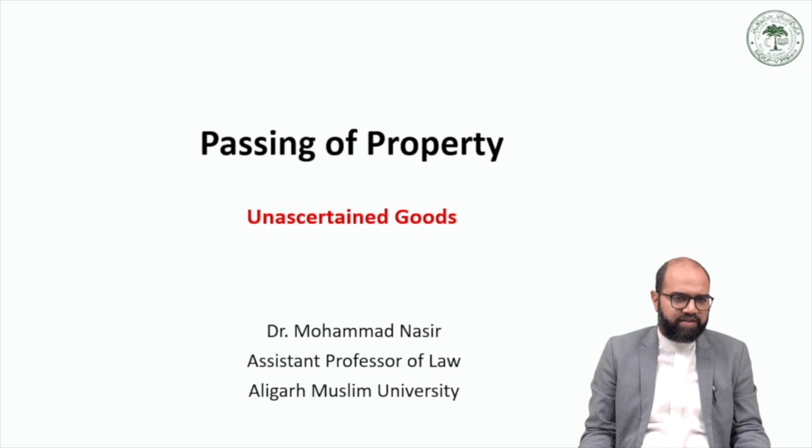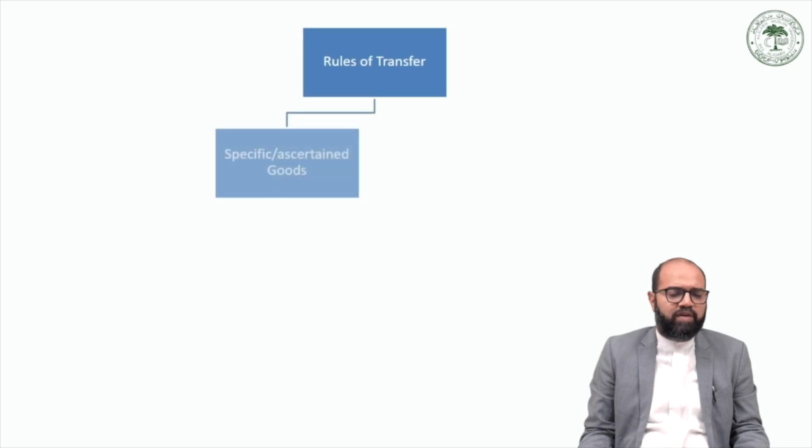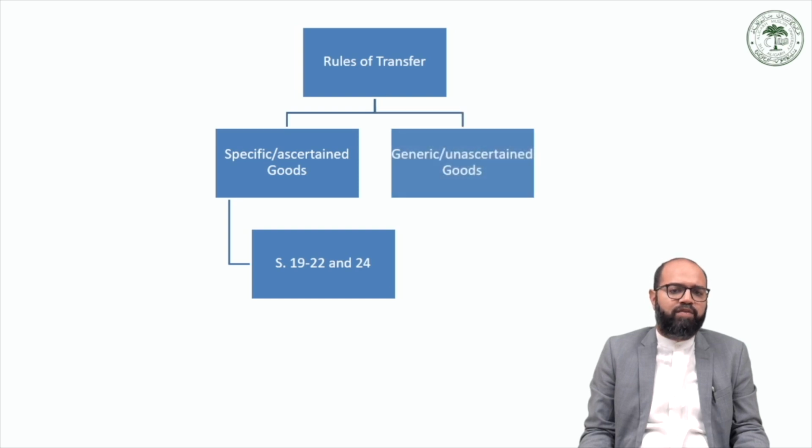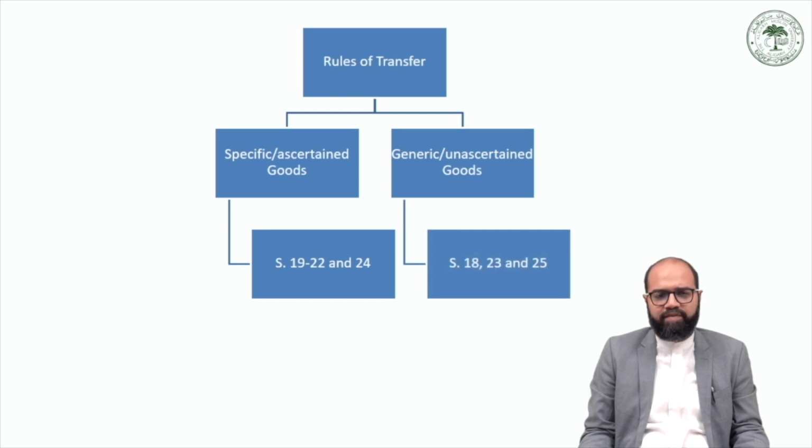So in our previous discussion on passing of property, it was with specific reference to ascertained or specific goods. In this short lecture, we shall be looking at the rules of transfer relating to unascertained or unspecific goods. The rules of transfer can be divided into two parts. First, related to specific or ascertained goods, section 19 to 22 and section 24. Whereas for generic, unspecific or unascertained goods, we have section 18, 23 and 25.